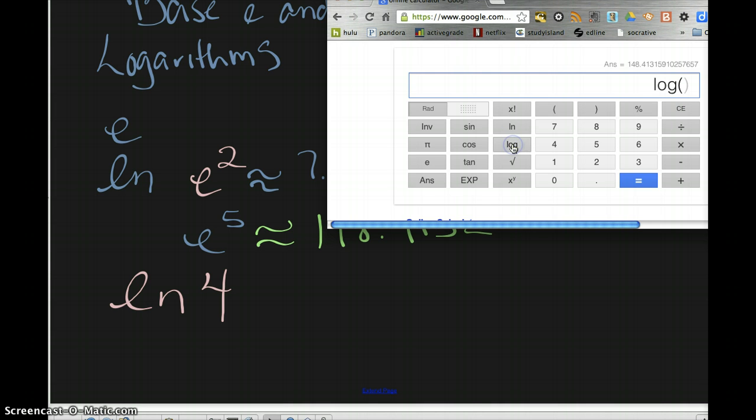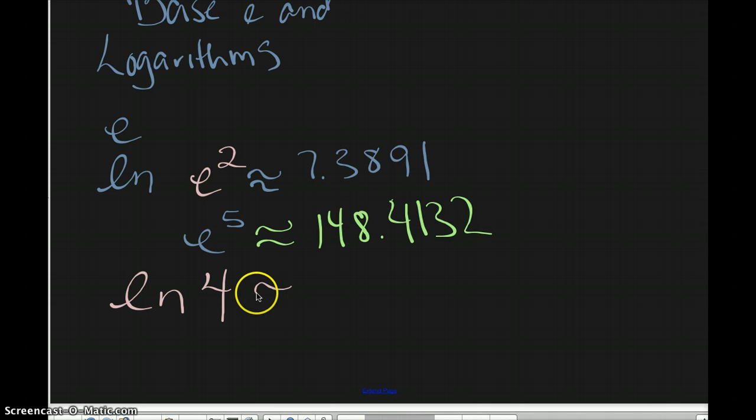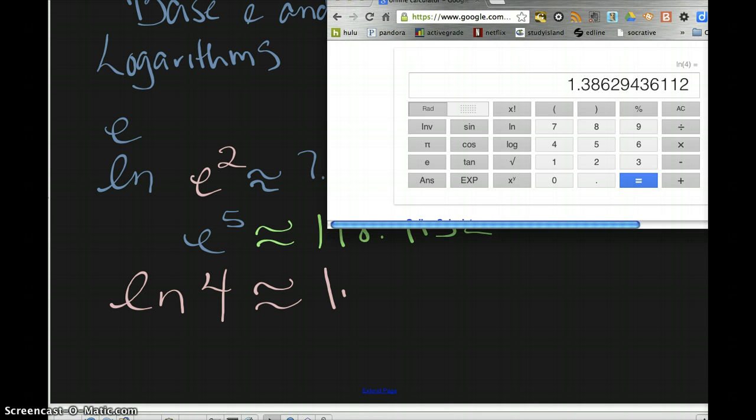I got this little wonderful calculator from the internet. So LN, and then you're going to enter the 4, and you might want to close your parentheses. Not a big deal, but let's get used to doing things the right way. Hit the equal sign. And again, we're going to round off 4 decimal spaces. So 1.386, and that 2 is going to become a 3. And this also is approximately 1.3863.